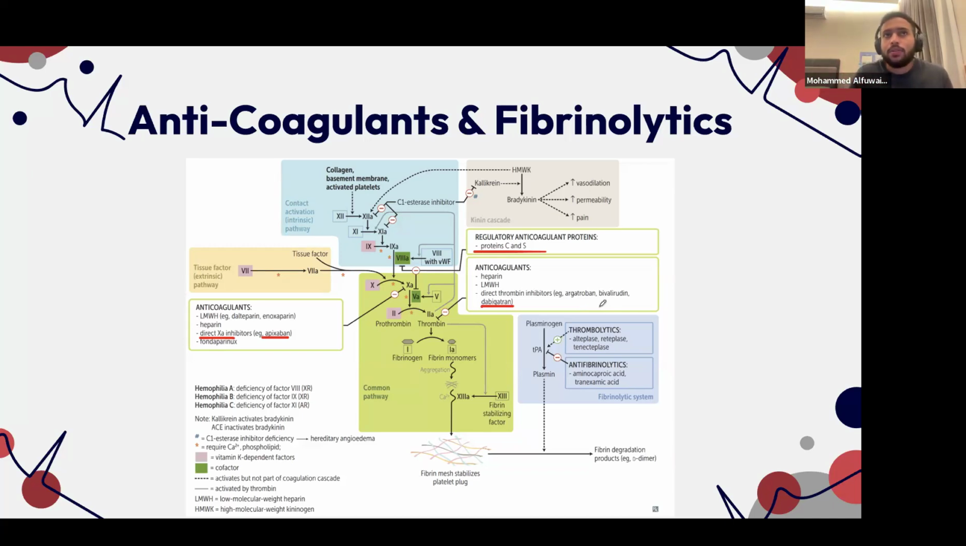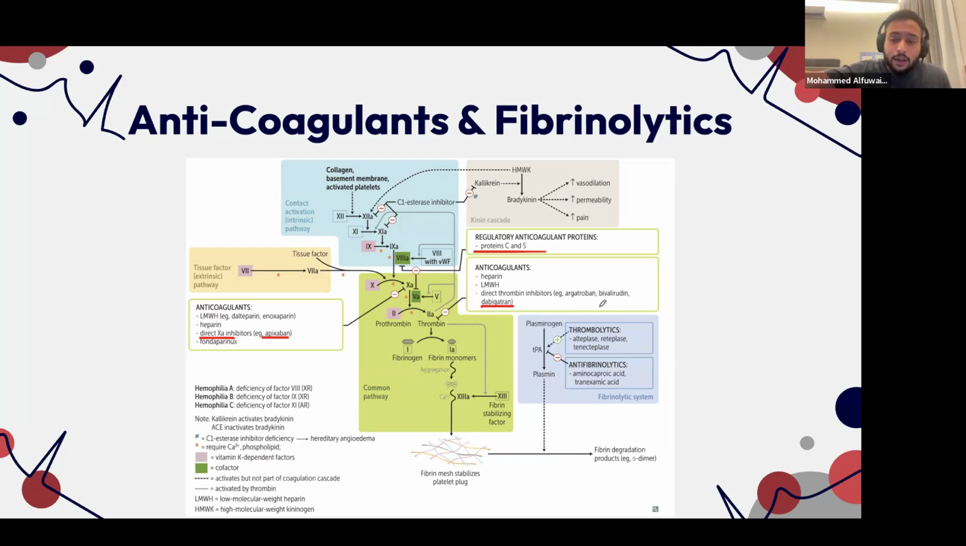Another indication that I want you guys to remember when you give anticoagulants is a specific arrhythmia. What arrhythmia do you have to start anticoagulants with? AFib. Excellent. You need to start anticoagulants because they have a high risk of stroke.